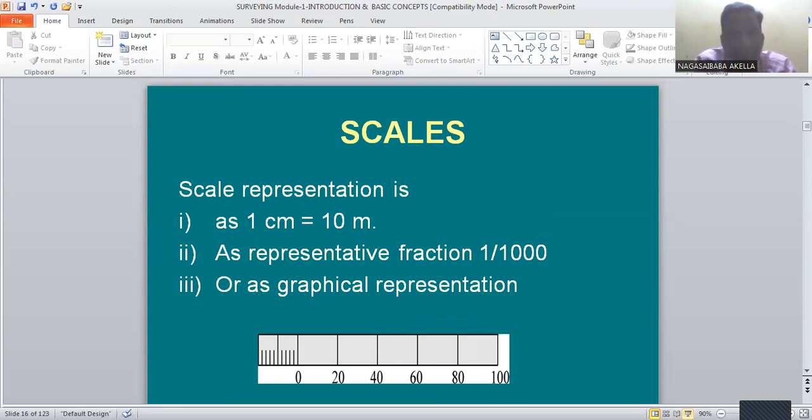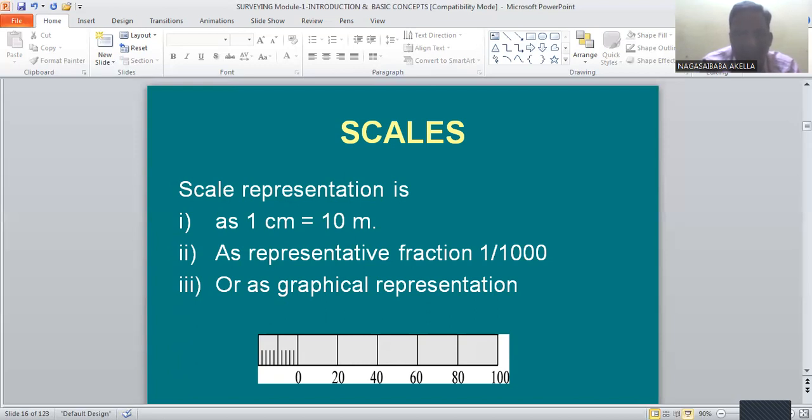And the second method, RF, representative fraction. You keep 1 centimeter in the numerator, and in the denominator, 10 meters you convert into centimeters. So 1 meter equals how many centimeters? 100 centimeters. So 10 into 100 equals 1000 centimeters. So you can represent the scale as 1 by 1000. Okay? 1 centimeter by 1000 centimeters. Centimeter will get cancelled. You will get 1 by 1000 is the RF.